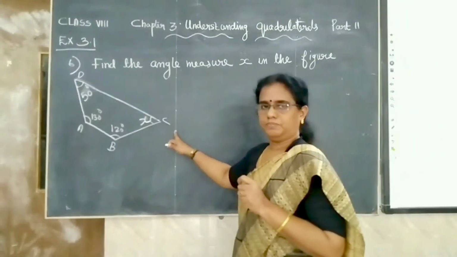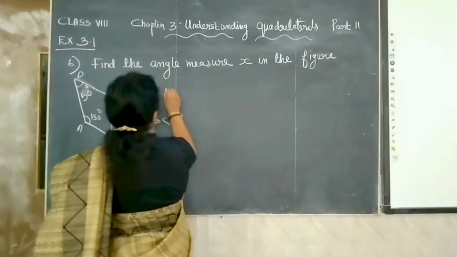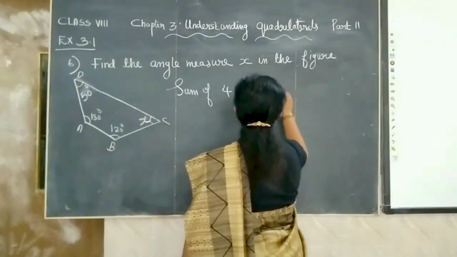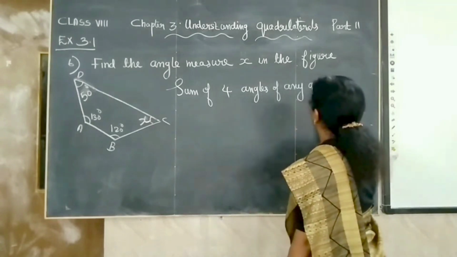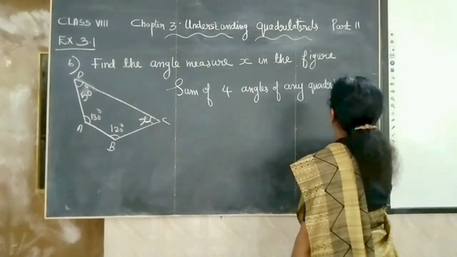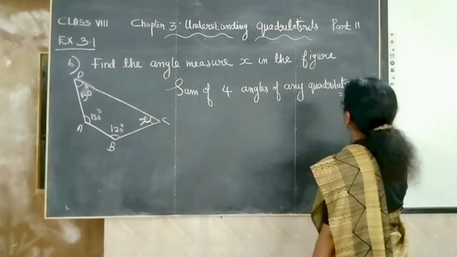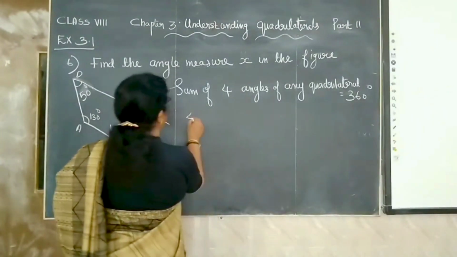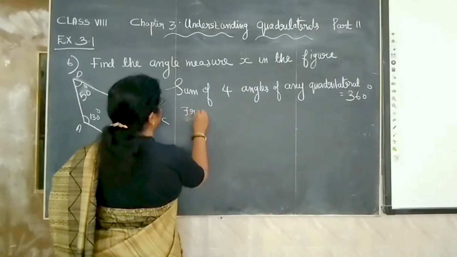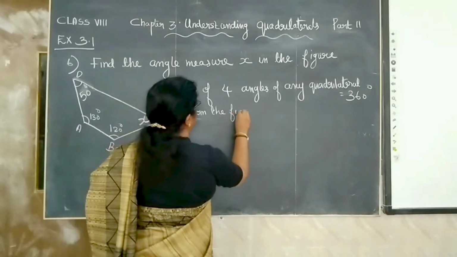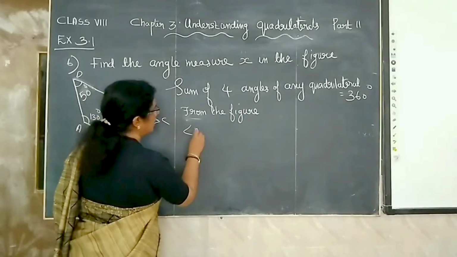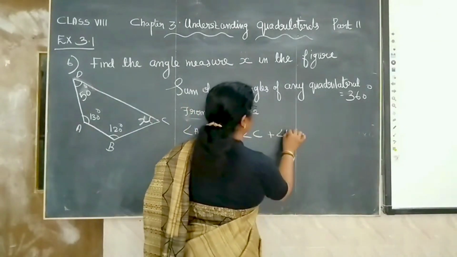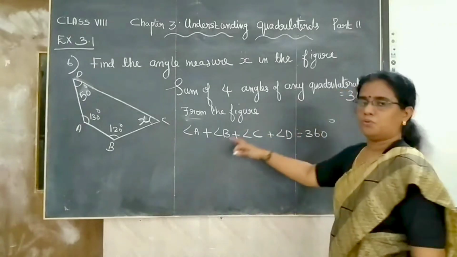So we can apply this here. Here this is also a quadrilateral. So we can write: the sum of four angles of any quadrilateral is equal to 360 degrees. Therefore, from the figure we can write angle A plus angle B plus angle C plus angle D is equal to 360 degrees, because these are the four angles of the quadrilateral.